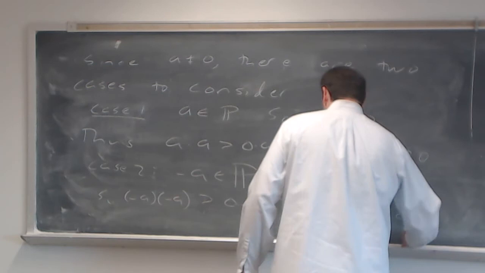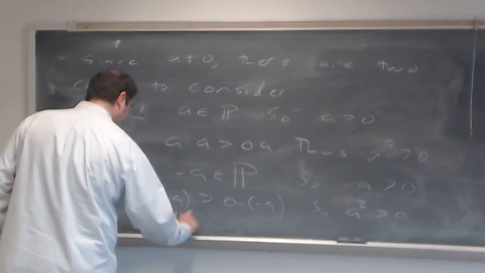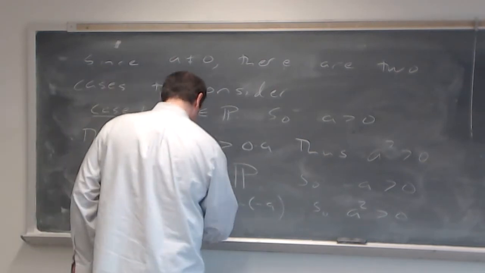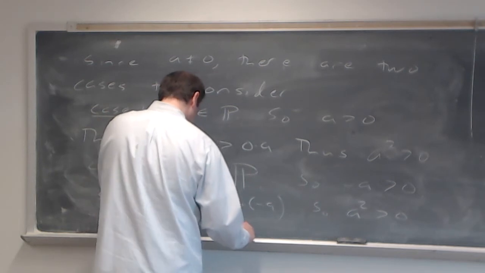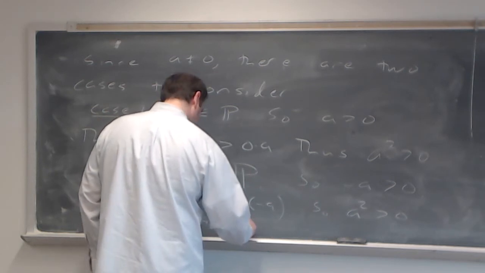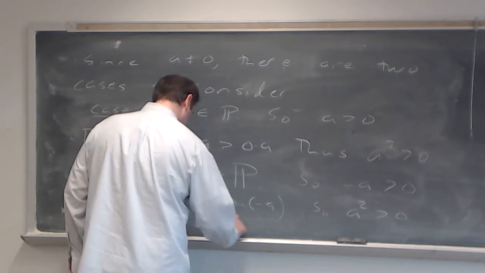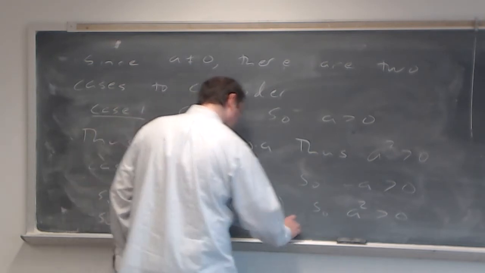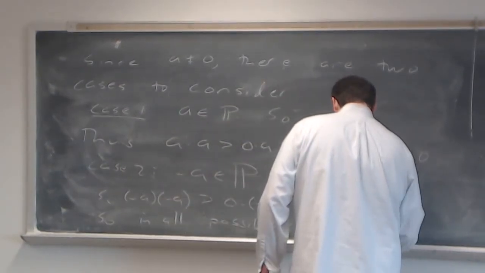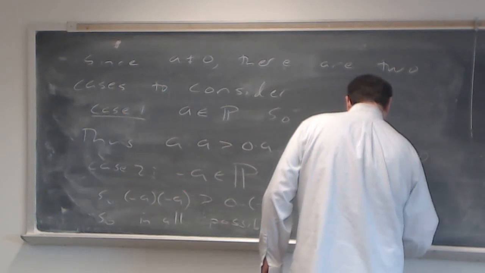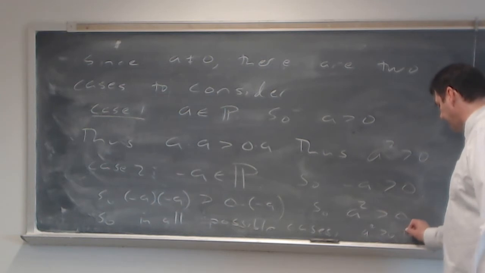Okay, so here I'll make a conclusionary statement. So in all cases, in all possible cases, A squared is going to be greater than 0. And that's the conclusion that we want to get. So that ends part A.